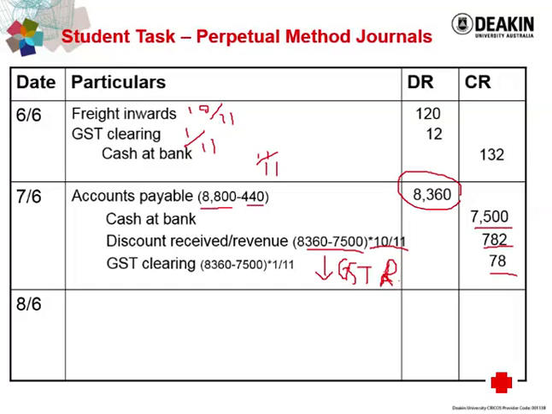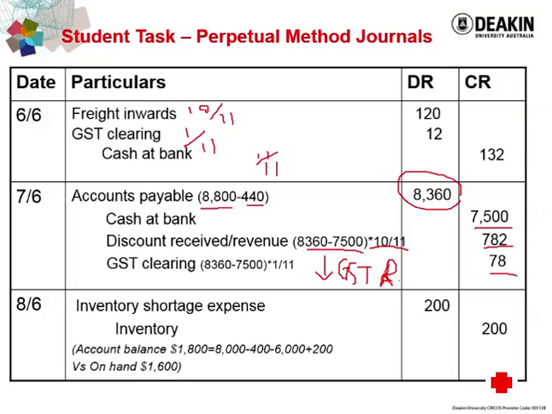Then on 8th of June, we do a stock count, a physical count. It showed that we have $1,600 of inventory on hand. Do we have stock gain or do we have stock loss in this case? First, we should determine the closing balance of inventory. And we know that the closing balance of inventory in this case is actually 1.8K. And how do we get that? So 8K minus 4K minus 6K plus 200. If you trace all the transactions above, this will give us 1.8K.